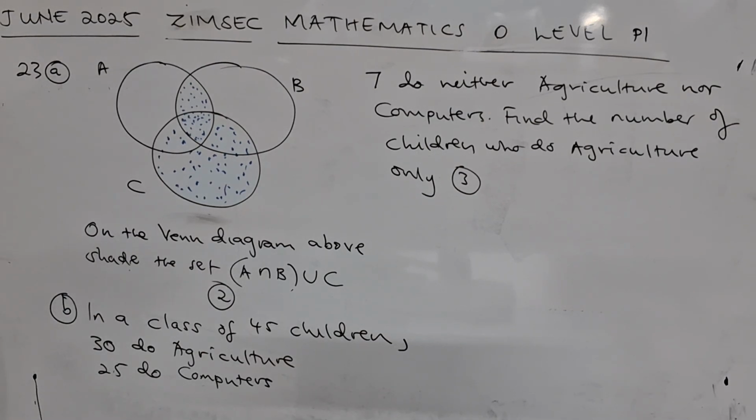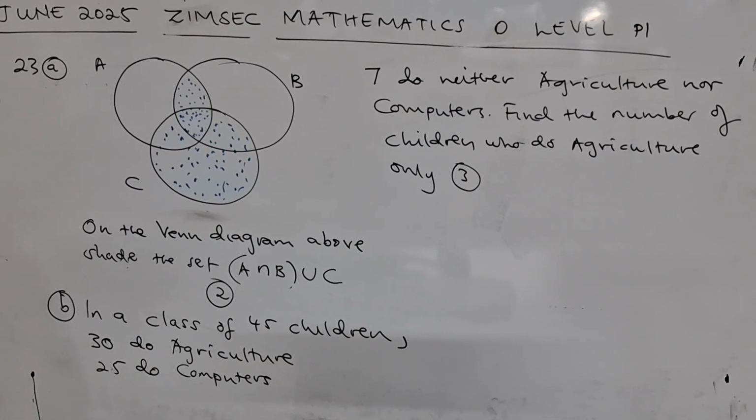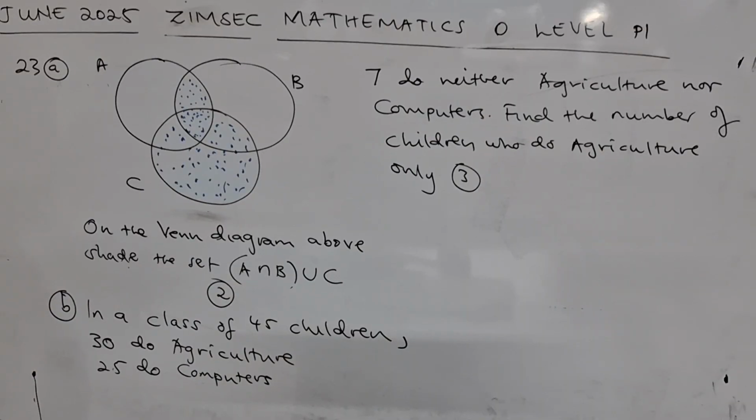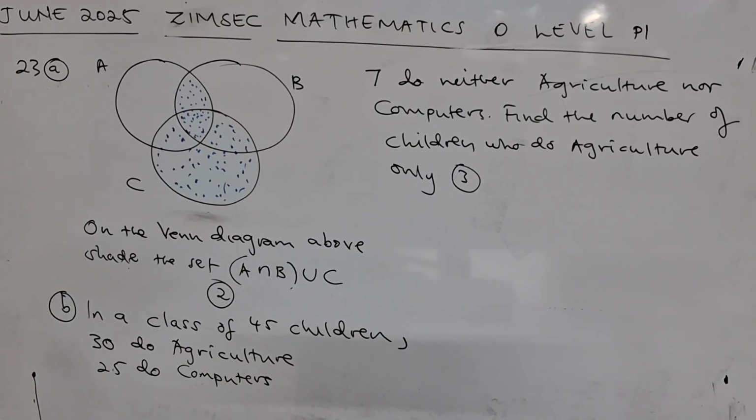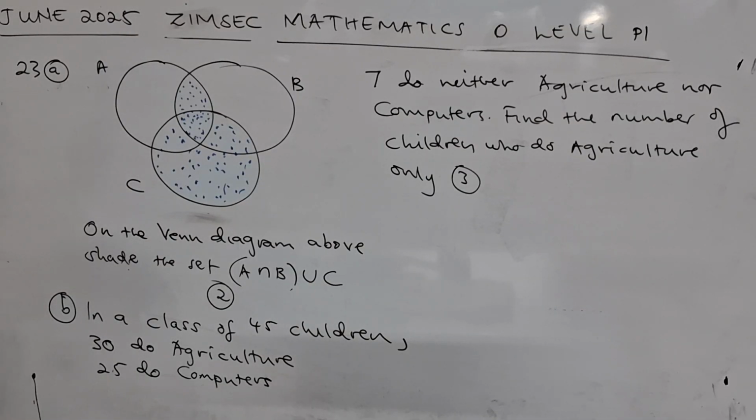In a class of 45 children, 30 do agriculture, 25 do computers. Yes, we have a class. There are 45 children in the class, and 30 do agriculture, and 25 do computers. 7 do neither agriculture nor computers. Find the number of children who do agriculture only.